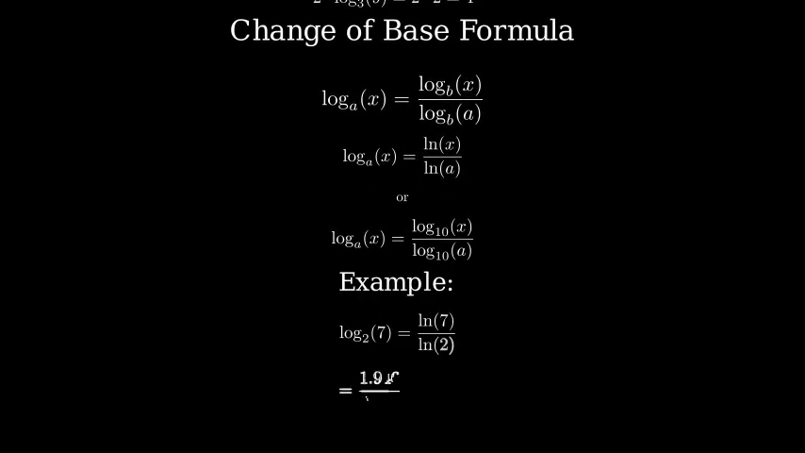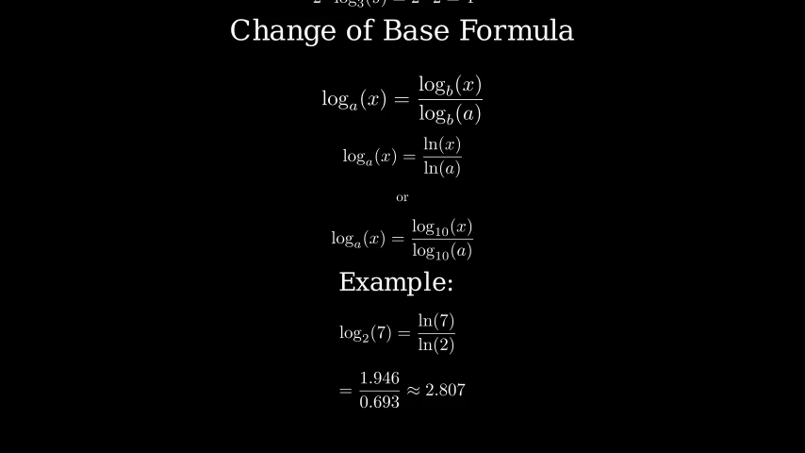For example, to calculate log base 2 of 7, we can use the formula. Log base 2 of 7 equals the natural log of 7 divided by the natural log of 2, which is approximately 1.946 divided by 0.693, giving us approximately 2.807.